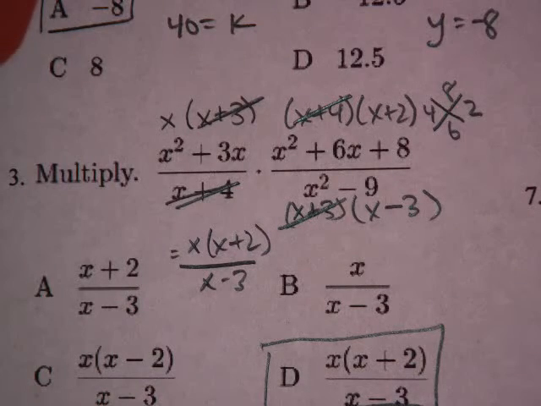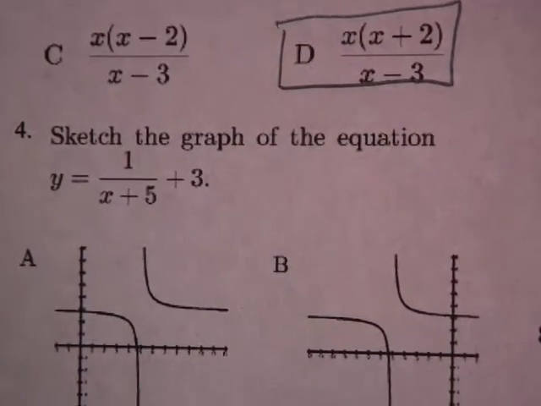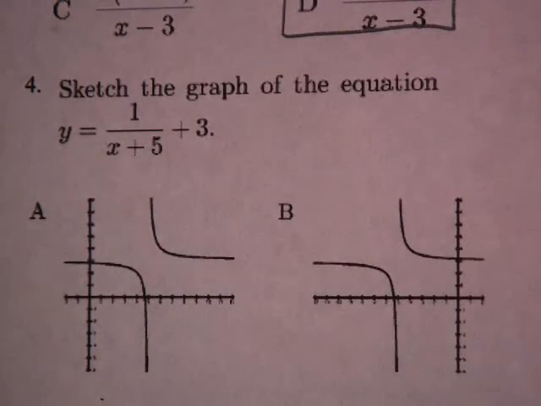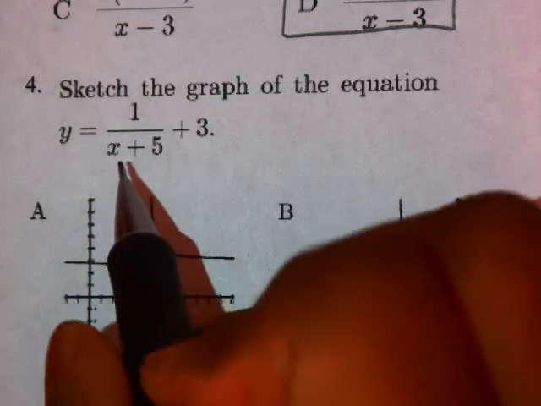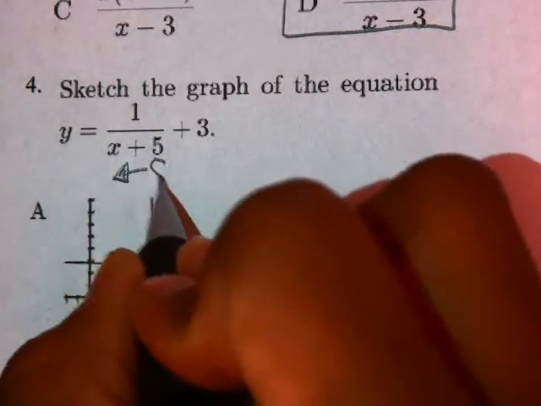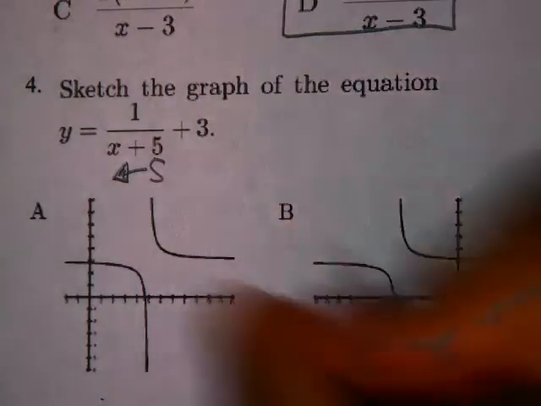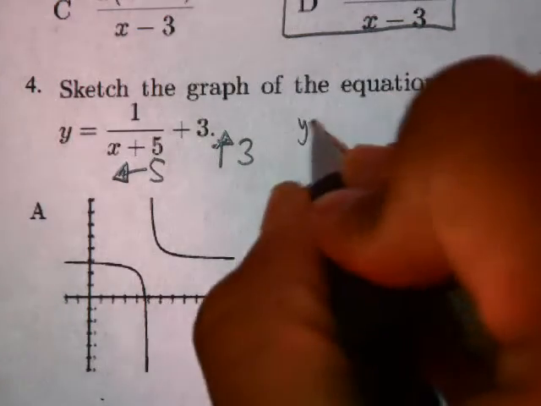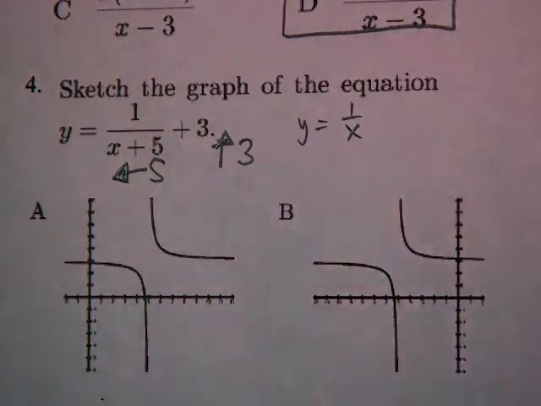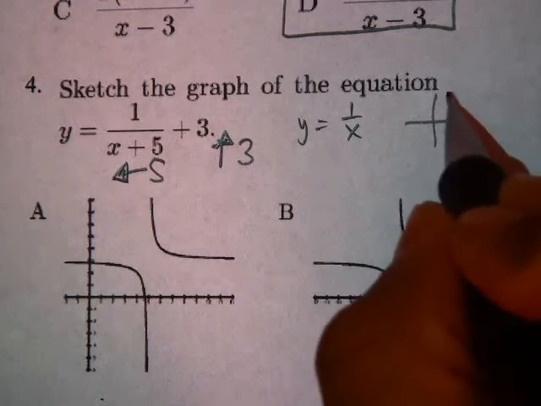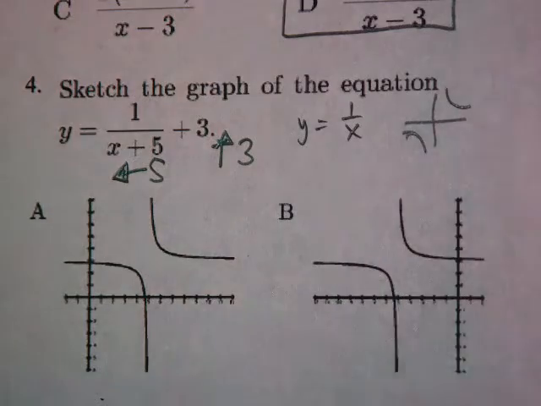Okay, so number 4 asks us to sketch the graph of the equation y is equal to 1 over x plus 5, plus 3. So using our shortcut tricks of transformations, we know that x plus 5 means a shift to the left 5, and plus 3 means a shift up 3. Well, the parent function of y equals 1 over x is a positive 1 over x. So I know if these were the asymptotes, my graph would look something like this.